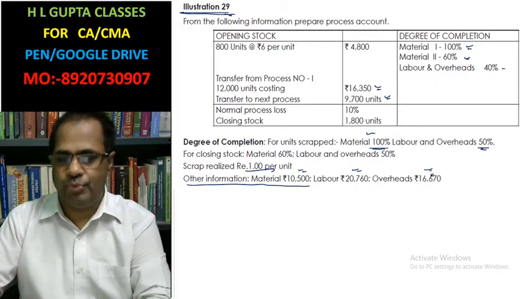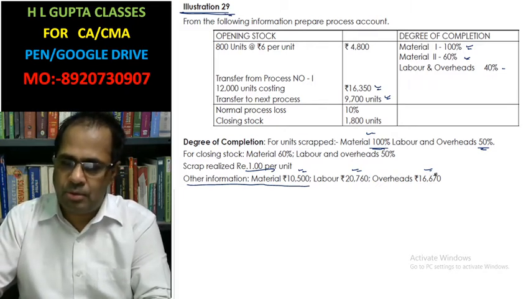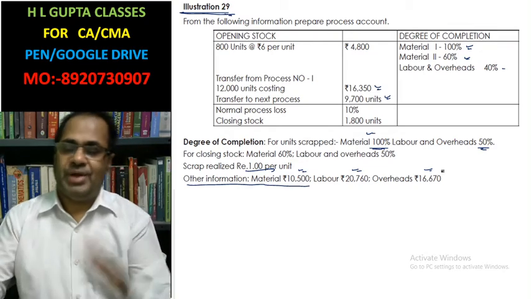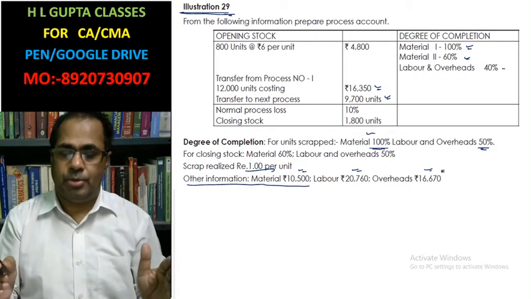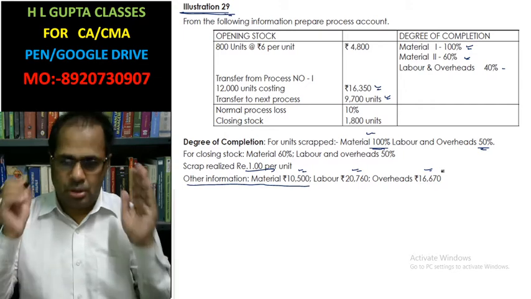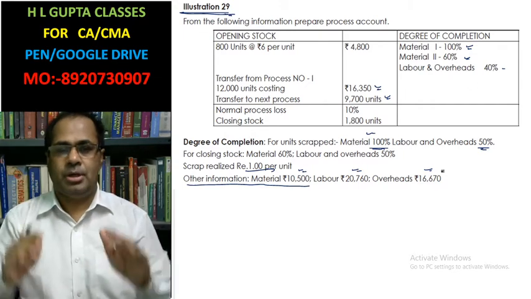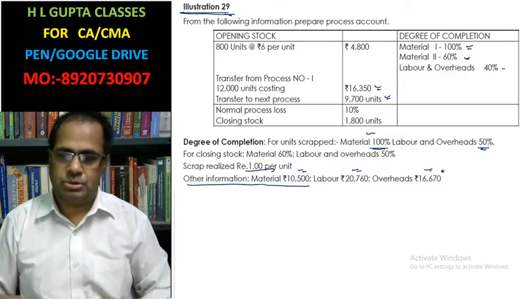16,670. Now you have to calculate estimation of net equivalent production units, cost per unit of equivalent production unit, value of normal and abnormal loss, closing stock, and transfer units. You have to calculate this. Thereafter, you can find the process accounts.